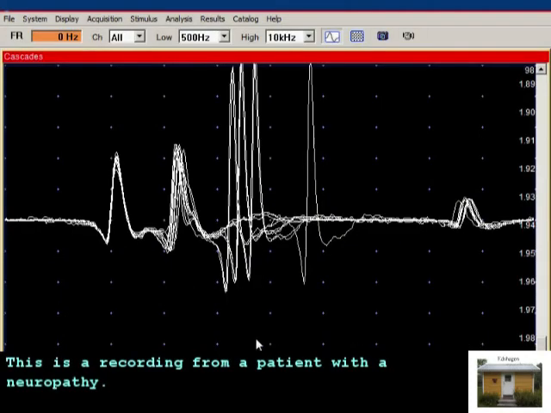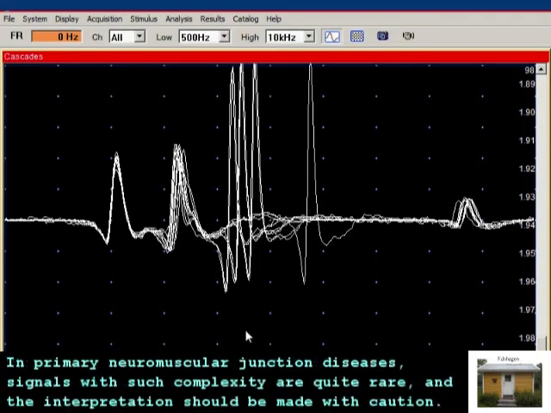This is a recording from a patient with a neuropathy. In primary neuromuscular junction diseases, signals with such complexity are quite rare, and the interpretation should be made with caution.